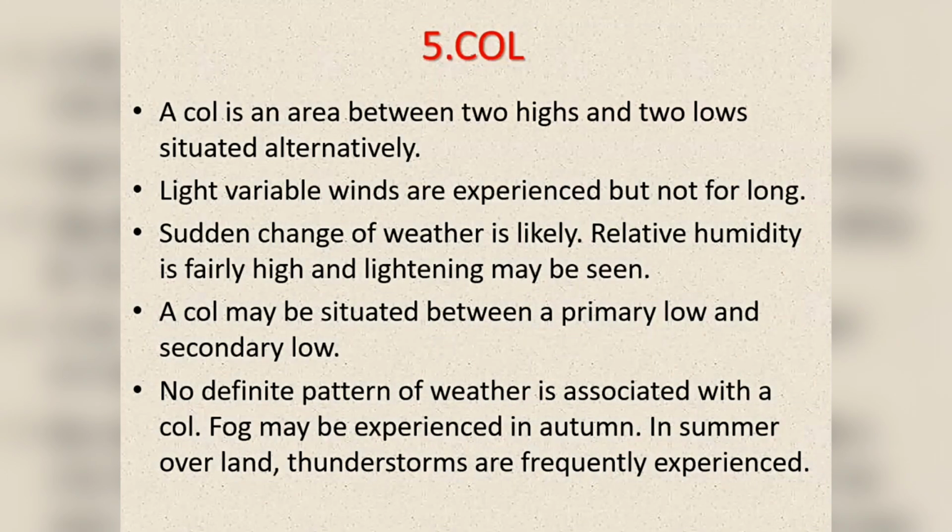Col may be situated between a primary low and a secondary low. We had also seen that, between the two low pressure areas. No definite pattern of weather is associated with the col. Fog may be experienced in autumn. In summer over land, thunderstorms are frequently experienced.